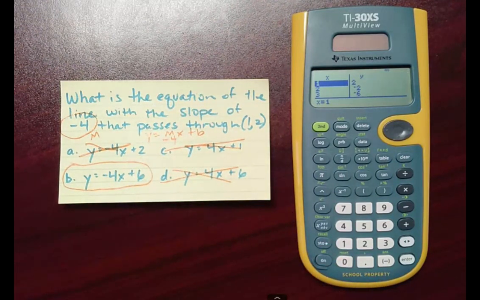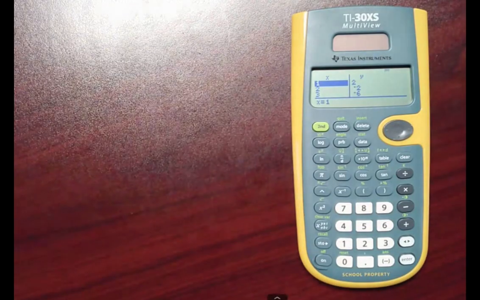But sometimes the equation they give you is not in y equals mx plus b form. And if that's the case, we can't use the table button unless we rearrange the formula. But there is another little shortcut. So let's look at that.